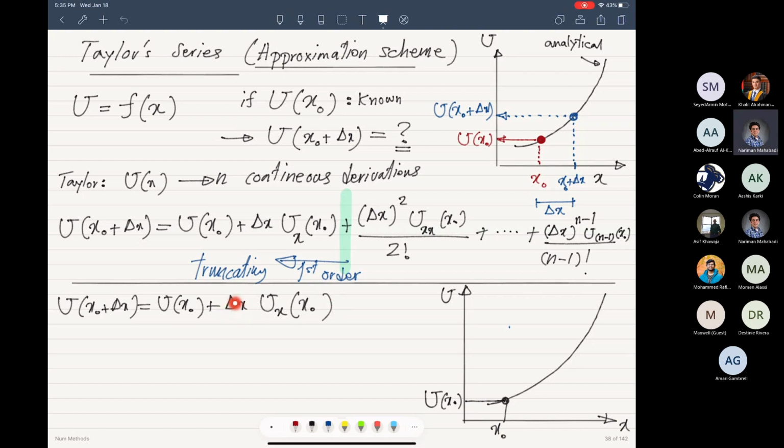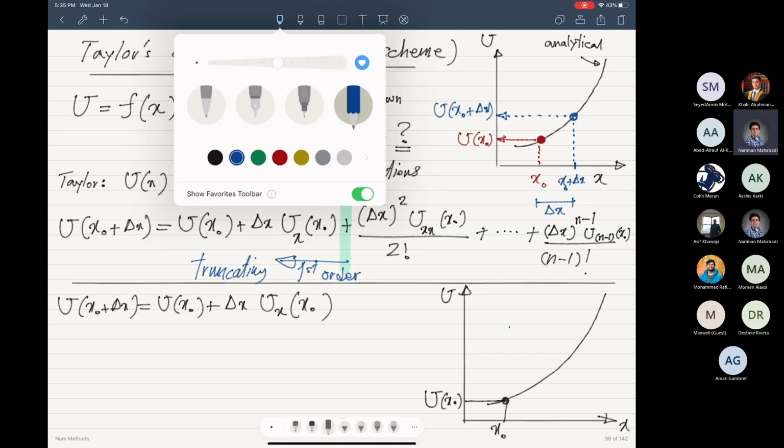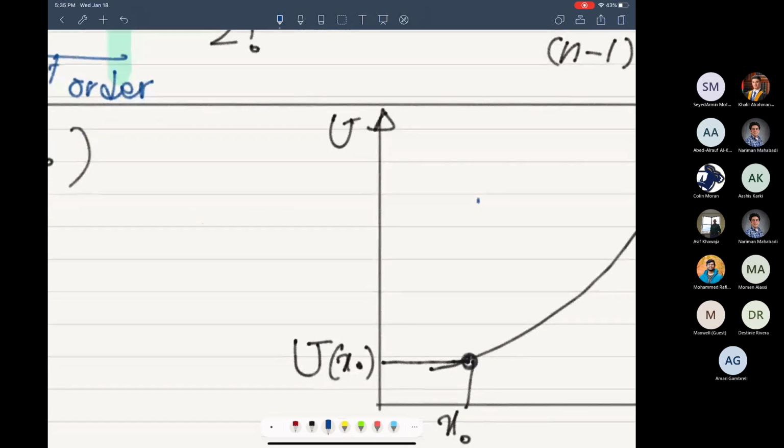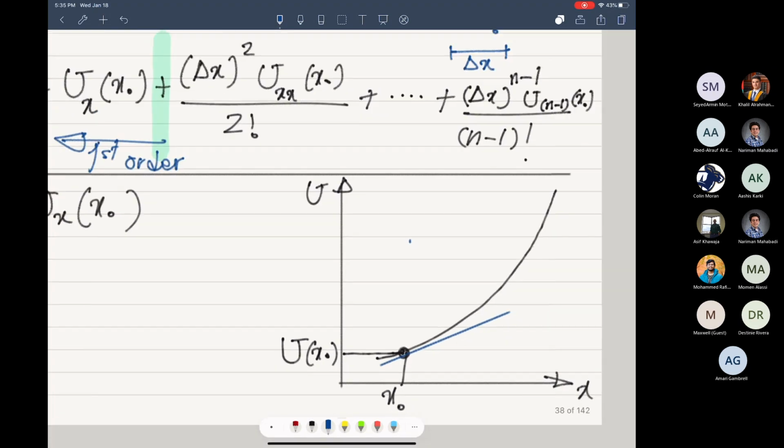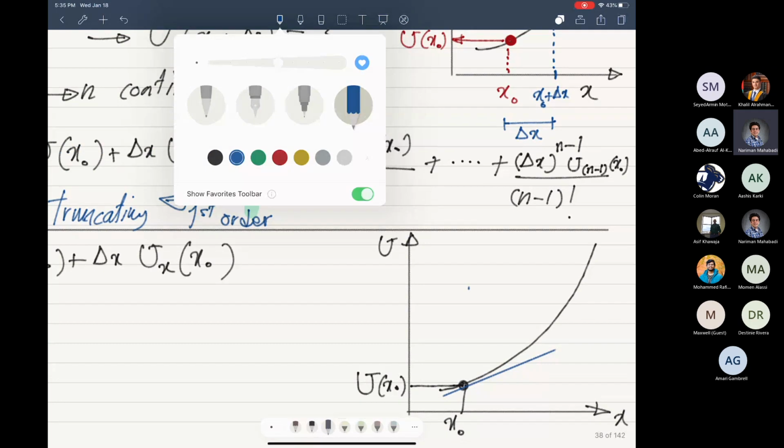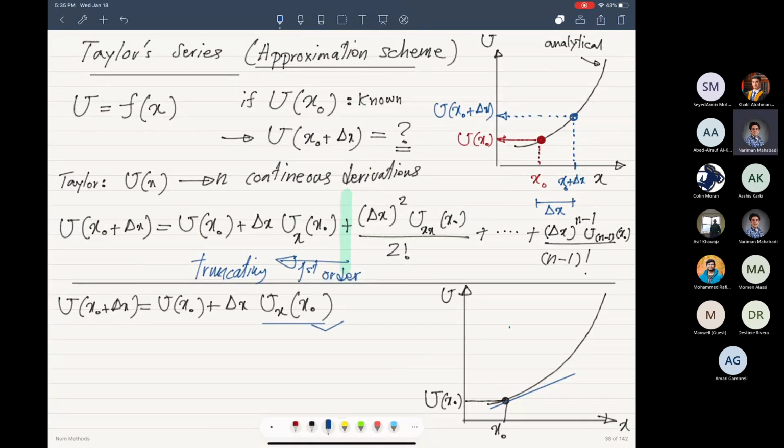So let's see what this equation is telling me. I need to multiply delta x with the derivative of u at x naught. And what is the meaning of this derivative in terms of the graph? It's the slope of the line tangent to the theoretical curve. So if I draw the tangent slope to this line, let's say this is the slope, which is exactly equal to this term.